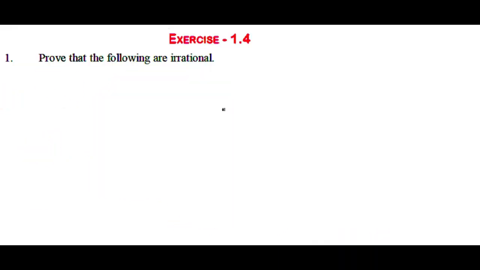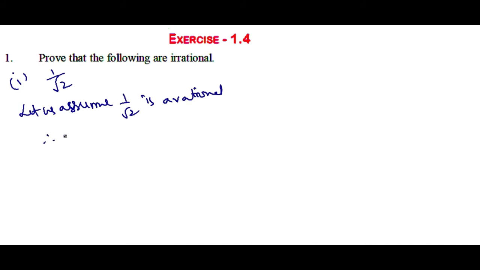Now I will explain the problems in exercise 1.4. The first one: prove that the following are irrational. So the first question, 1 by root 2. We have already seen some examples previously. First you should take 1 by 2 as a rational number. So if it is a rational number, what will 1 by root 2 become?